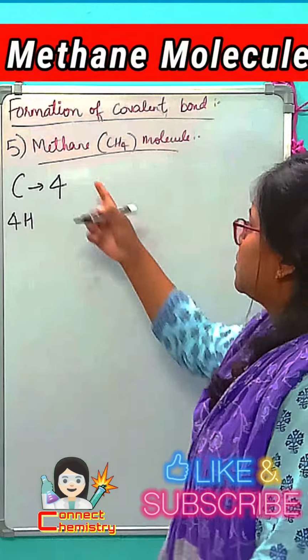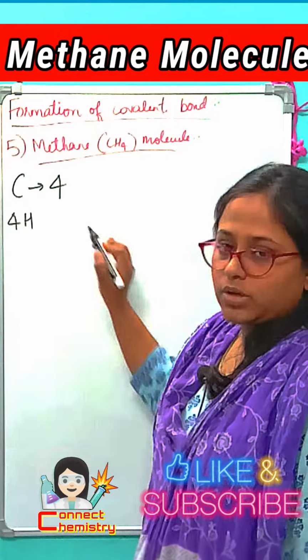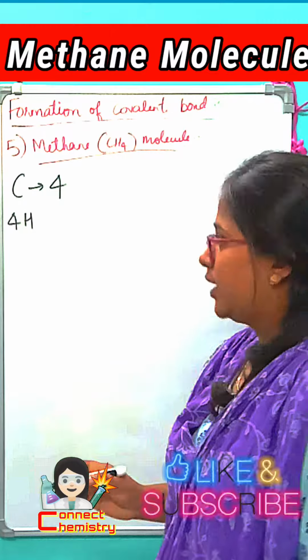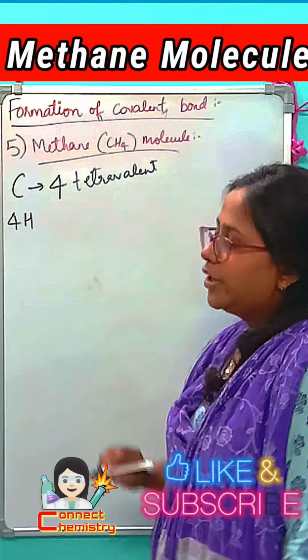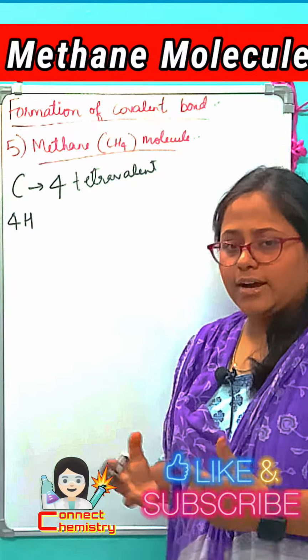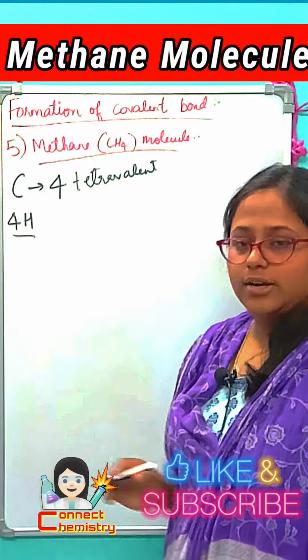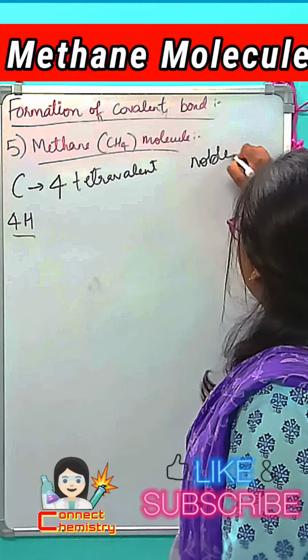The next example is the methane molecule, that is CH4 molecule. So see, carbon has 4 electrons present in the outermost shell and it is also known as tetravalent. In order to achieve the noble gas configuration, carbon shares electrons with 4 hydrogens to form the covalent bond.